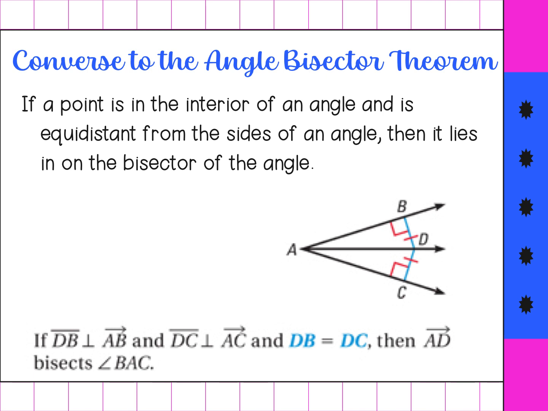So here we can see that angle BAC, and then we have ray AD going through it. Because point D is in the interior of angle ABC, and we can see that it's equidistant to the sides, it's got the right angle and the congruency mark, then I can tell that AD bisected angle BAC, and that would create the two congruent angle pieces.